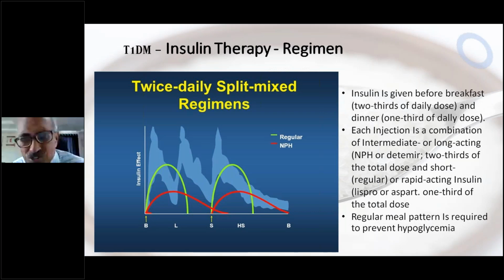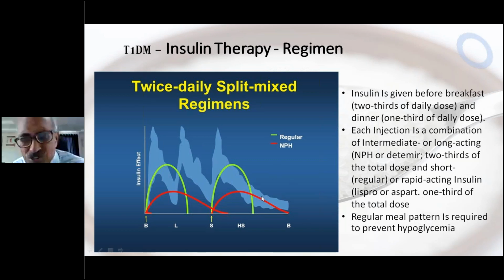That is intermediate actually, NPH insulin. So mix them together in the syringe and give them one poke. So this comes into the immediate effect, and the second one goes in the slow effect. As it is, you are maintaining some amount. And again, in the night, a regular meal pattern is required.